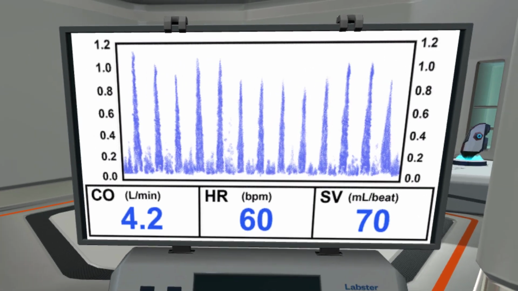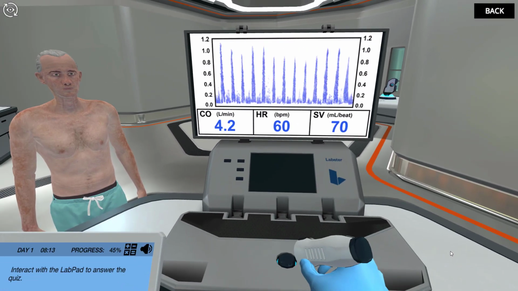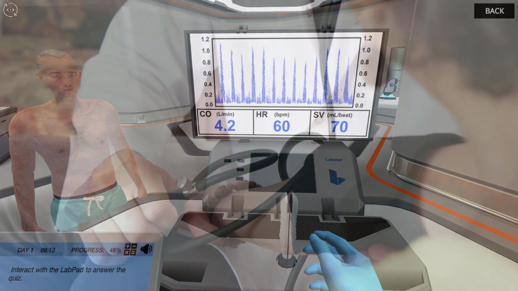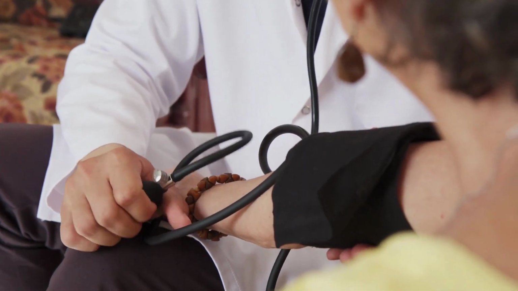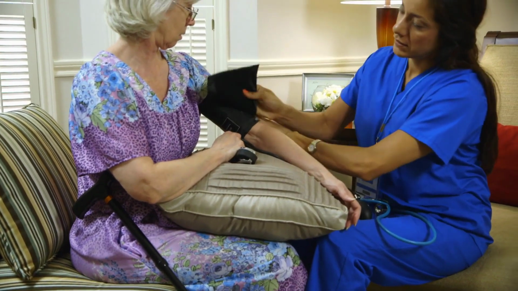I will save the data from the patient. Now we can move on to the next variable. Put the transducer back on the workbench. To measure blood pressure, we use an aneroid sphygmomanometer. Let me show you how it works.